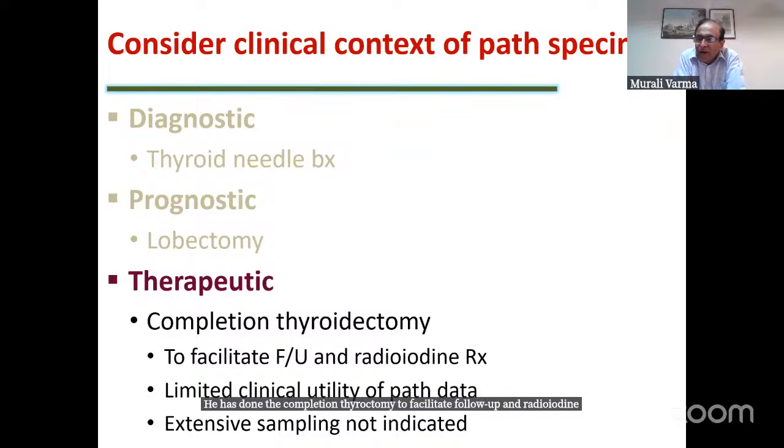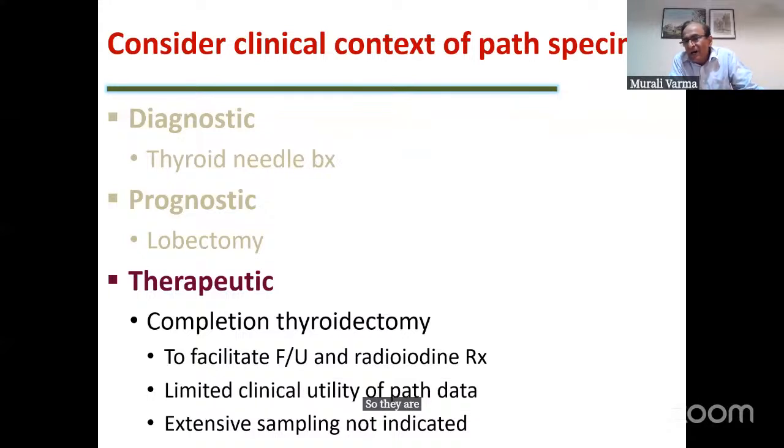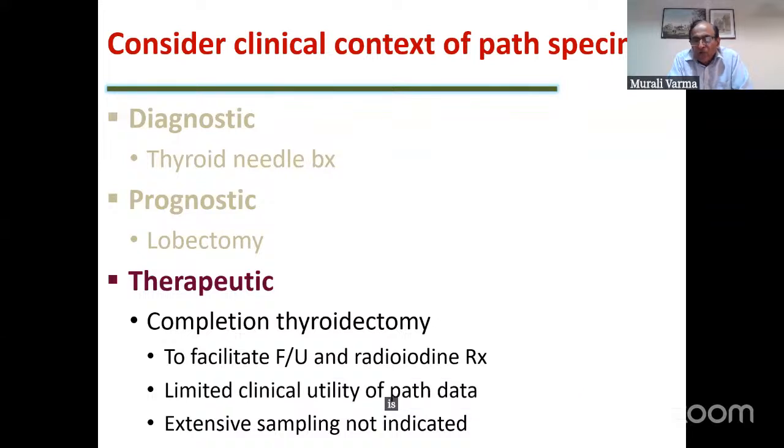Because if they give radioiodine, if the other half of the thyroid is there, it's going to take up all the radioiodine. So they are removing the other thyroid lobe only so that they can give radioiodine to the patient. So this has very limited clinical utility. So yes, examine it macroscopically, and if you find a tumor there, macroscopically, it makes sense. But submitting 2 or 3 blocks from a completion thyroidectomy, which is essentially a therapeutic specimen, is of very little clinical utility.